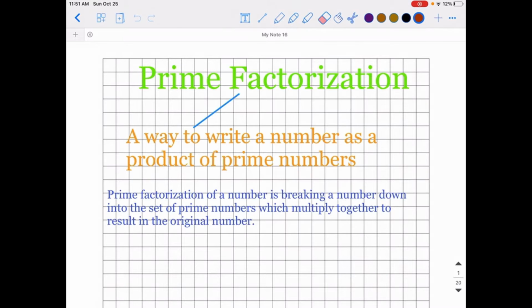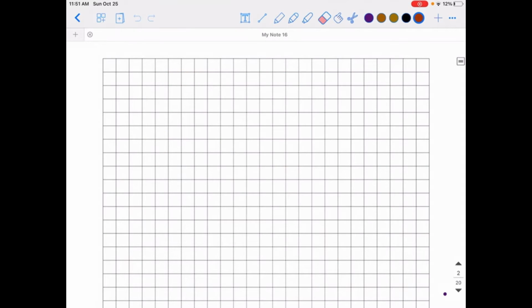Prime factorization of a number is breaking a number down into the set of prime numbers which multiply together at the end to result in the original number. Let's do some examples. So let's see, 48. Let's factorize this. First, you want to find any two factors. So I could do 4 and 12. Those are two factors, right? Because 4 times 12 is 48.